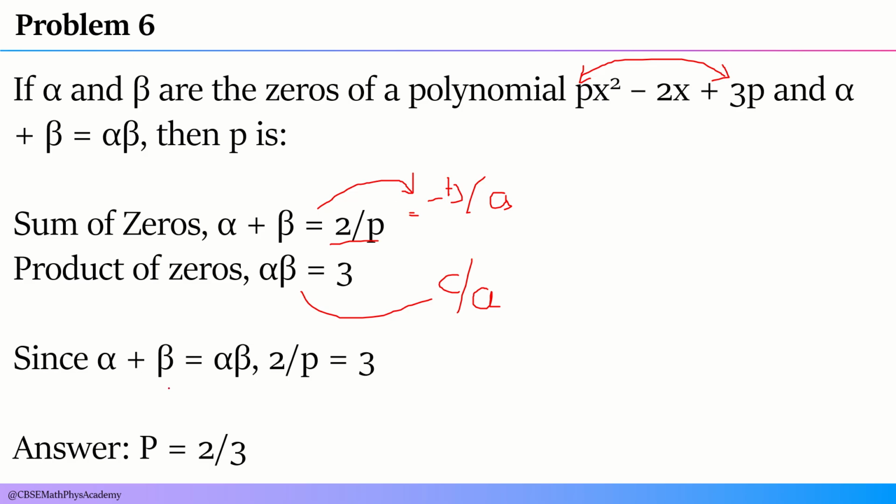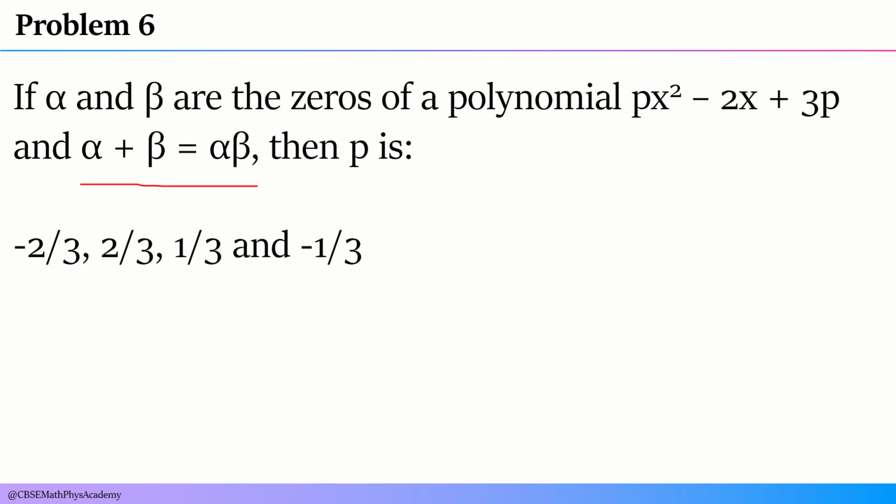Since they have told us both are equal, alpha plus beta is equal to alpha beta, you are now going to equate 2 by p is equal to 3, and you get the value of p as 2 by 3, which is option B.